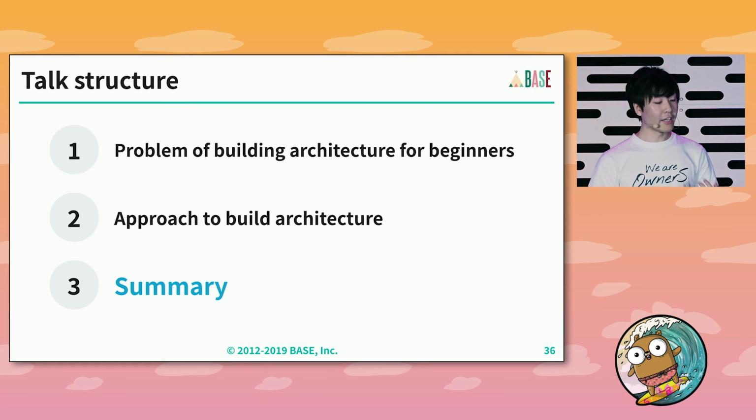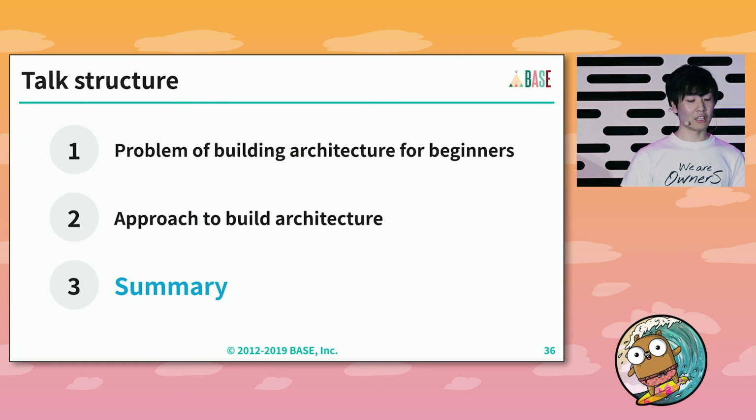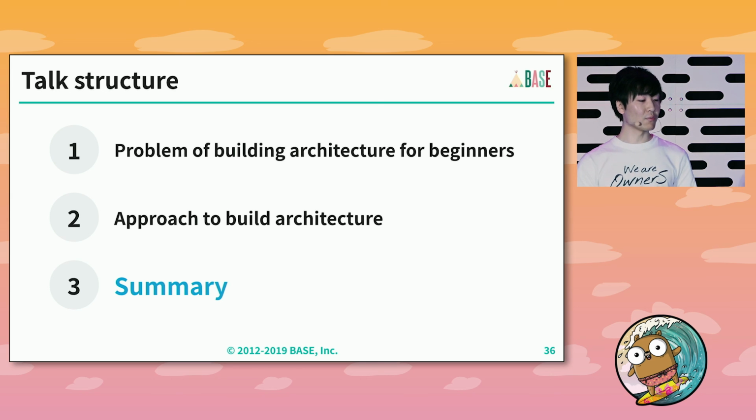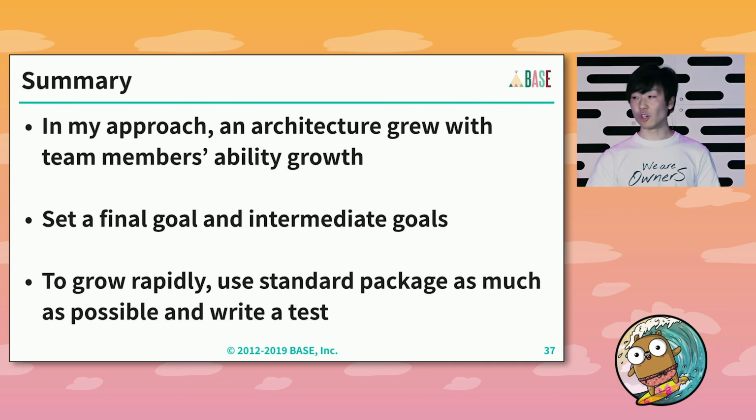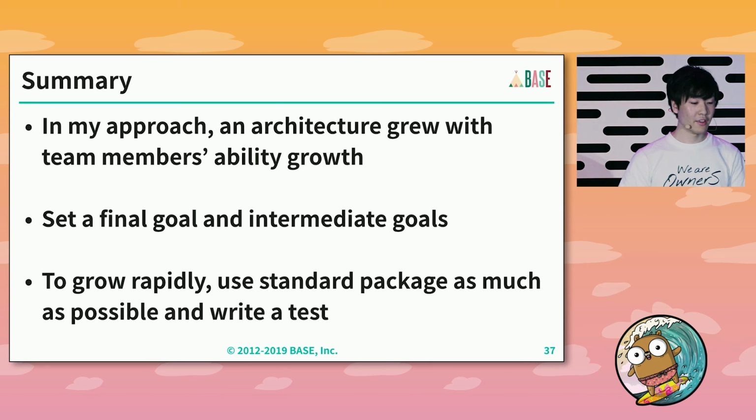This is my idea of an approach to build architecture. And to sum up, I explained the approach to build architecture. In my approach, an architecture grows with the team members' ability growth. To do so, I set a final goal and intermediate goals. And to grow rapidly, I use standard packages as much as possible and write tests. This is my idea. I hope this idea is useful for the next Go beginner challenge. Thank you for listening.